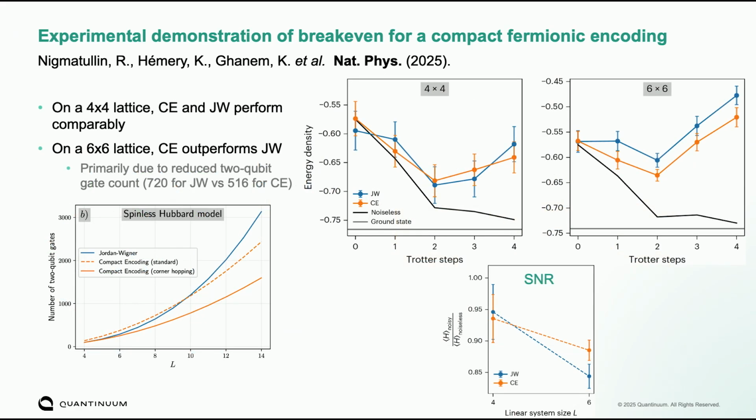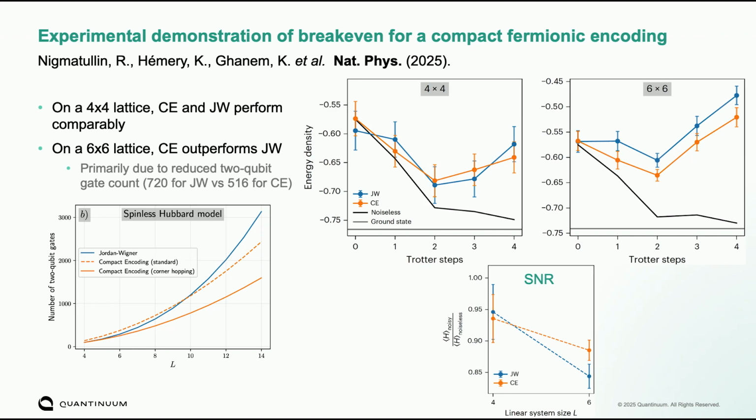And we performed this experiment on the H2 system on both a 4x4 lattice and a 6x6 lattice, shown in the two plots on the top right. And what you can see is that for the 4x4 lattice, the Jordan-Wigner and compact encoding performed comparably. However, in the 6x6 lattice, you can see that the orange compact encoding was a little bit closer to that noiseless simulation. And we can see that in the bottom plot with this SNR, where for system size 6x6, the orange is outside of error bars of the blue.